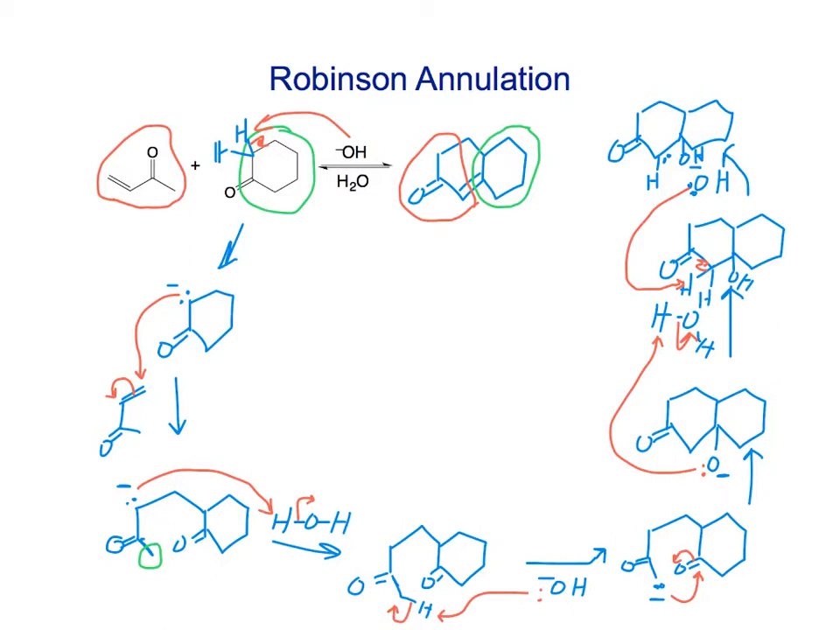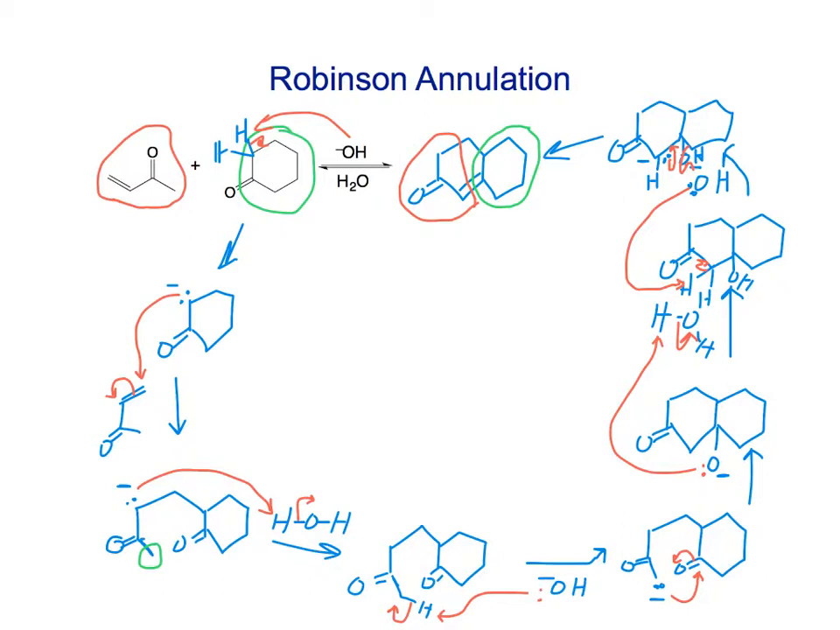All right, oops, I need a minus charge here. This is kind of crowded as usual, huh? All right, so that goes here, and the hydroxide comes off. And it forms our double bond.